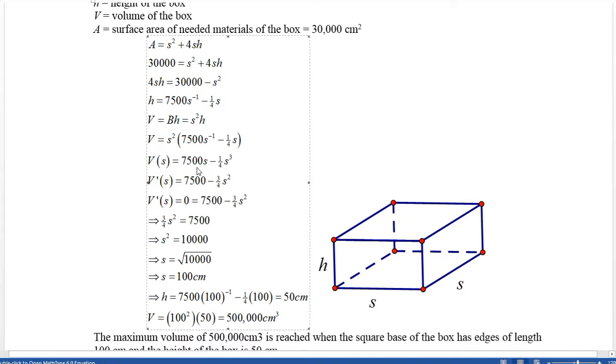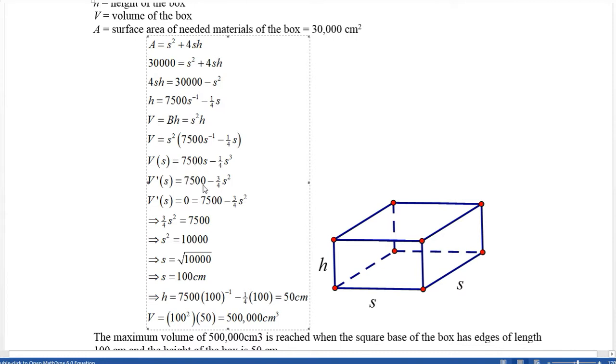Remember, that's one of our basic milestones in solving the problem: to come up with a formula for the thing that we're trying to maximize. We're trying to maximize volume, and we want it in terms of a single variable, which is exactly what we have here. So we can optimize that now by taking the derivative with respect to S.